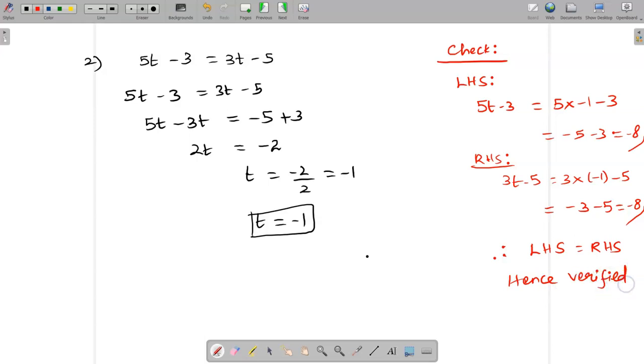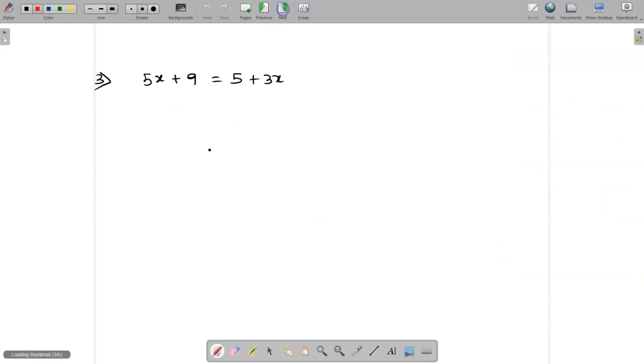Okay. And then the third problem is 5x plus 9, which is equal to 5 plus 3x. So here again we need to write the equation first. 5x plus 9 equals 5 plus 3x. Take your x variables on one side, values on the other side. So 5x, when 3x goes to the left hand side, it is minus 3x. Here 5 will be there as it is, plus 9 will become minus 9 on the right hand side.